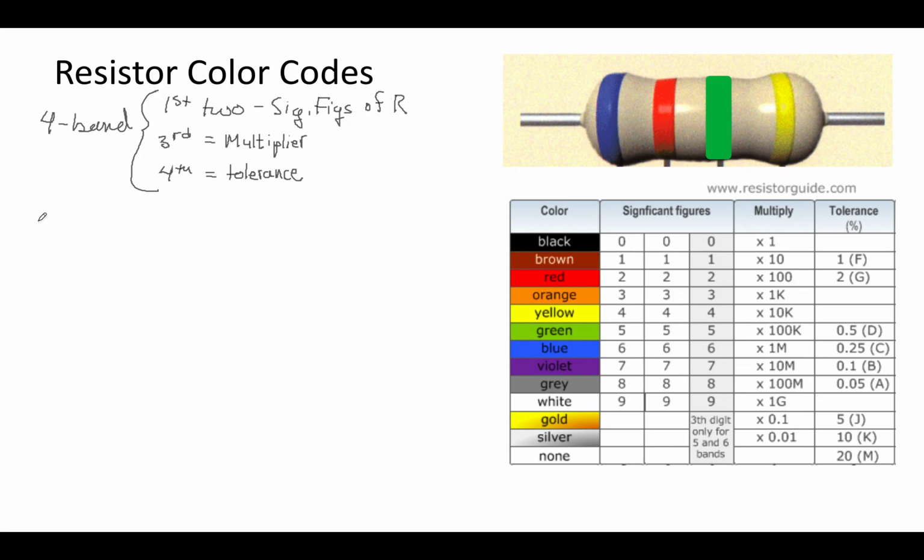So here we go. The first band for this one here is blue. And so that tells you your first digit here is 6. Your second band is red. And you go back to the chart here. Red is 2.